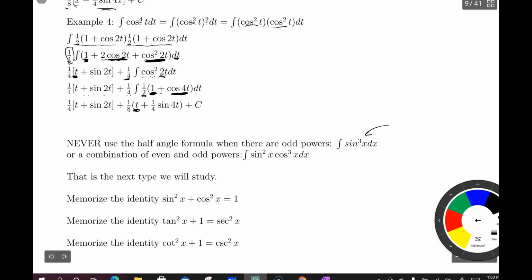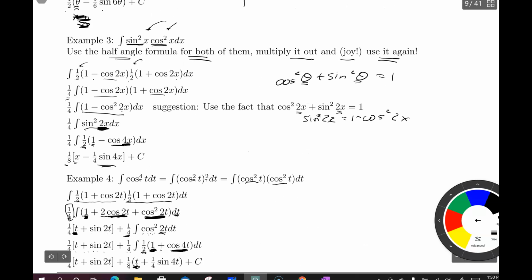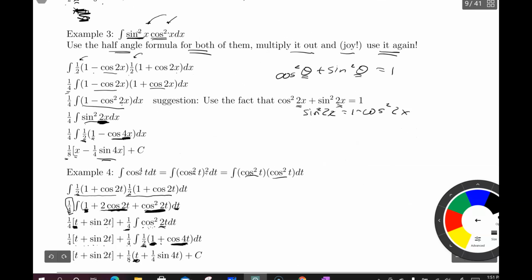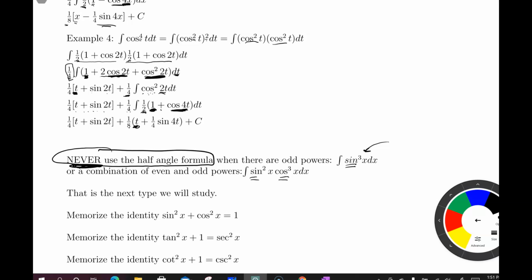So when we move on to odd powers, so when we have any kind of odd power, an odd power of sine by itself or cosine, or if we have a combination of even and odd powers, we never, ever use the half angle formula, ever. So the only time we use this half angle formula, let's go back up to the top, is when there's only even powers. It could be 1 even power, it could be 2 even powers, it could be 4th power, but that's the only time this half angle formula comes in.